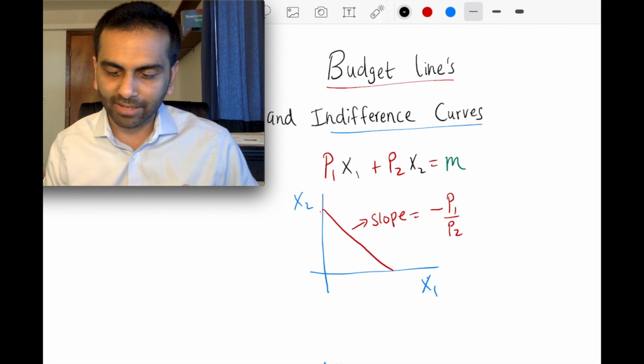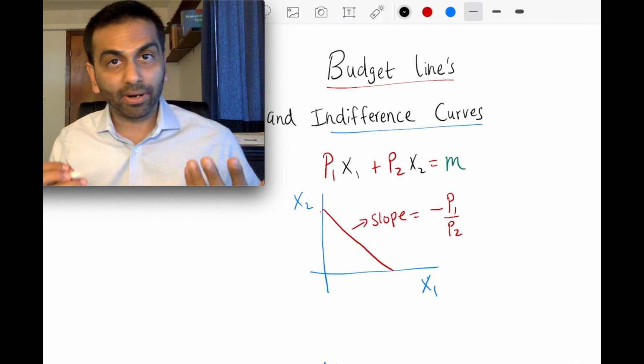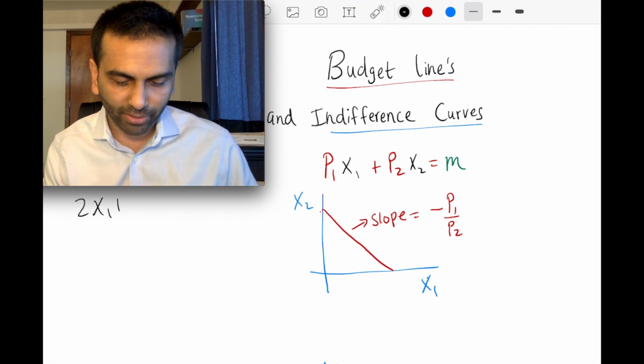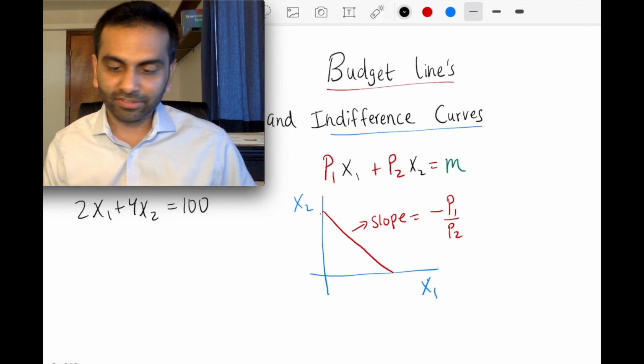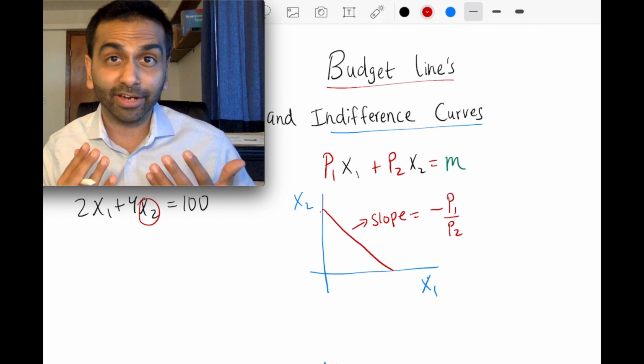Let's say I just gave you that apples are $2 each, and P2, this other good, is $4 each. Then this equation is essentially 2x1 plus 4x2. And let's say your income, the total money that you're spending on them, is 100. So with this budget constraint setup, if you wanted to plot this mx plus b, where this is your y, you just have to solve for x2.